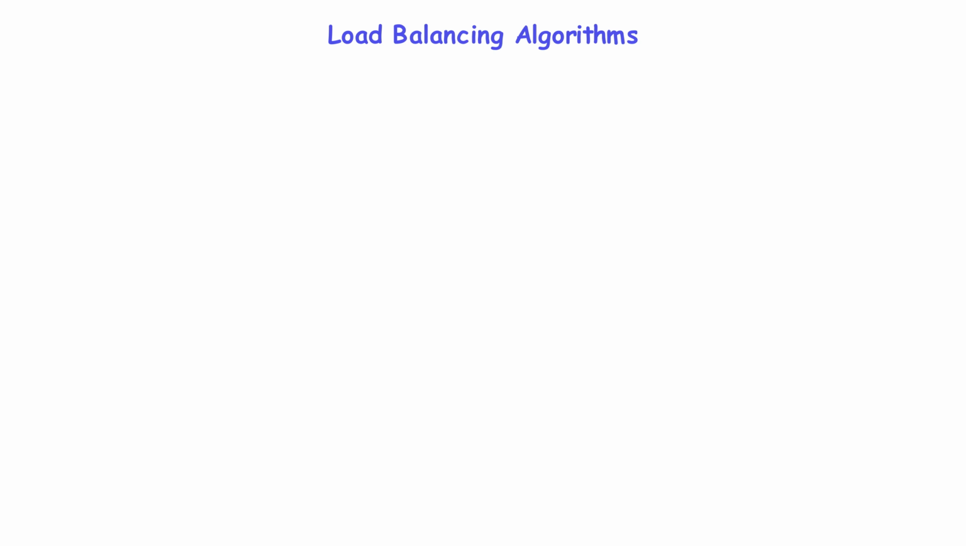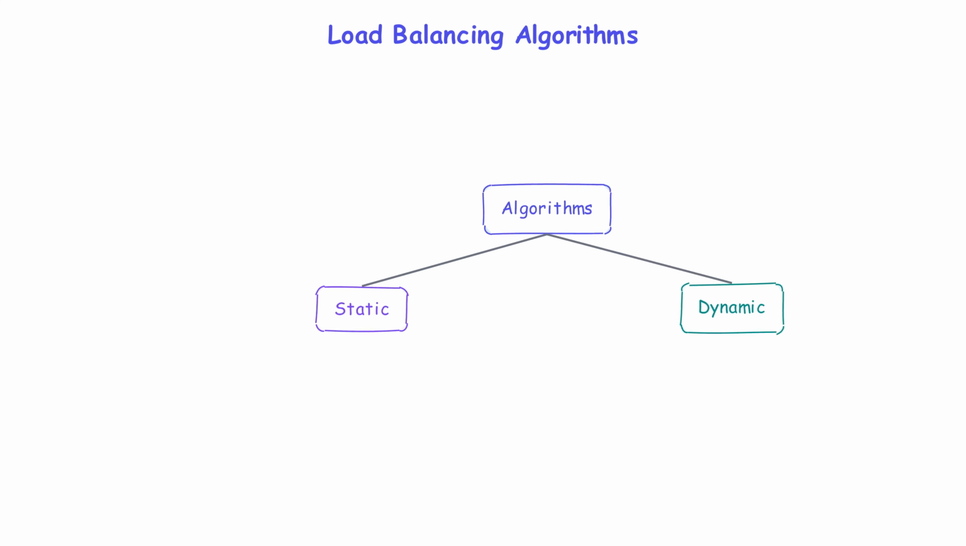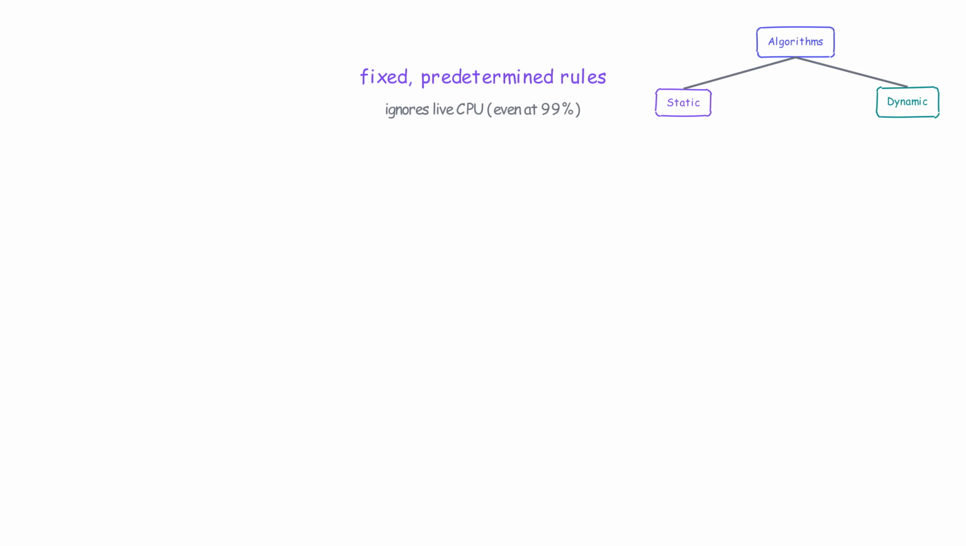Now, let's get into the technical core. How does a load balancer actually decide which server gets the next request? It uses specific mathematical strategies called load balancing algorithms. These are broadly split into 2 groups, static and dynamic. Let's start with static algorithms. Static algorithms make decisions based on fixed, predetermined rules. They don't care if a server's CPU is currently spiking at 99%, they just blindly follow the playbook.